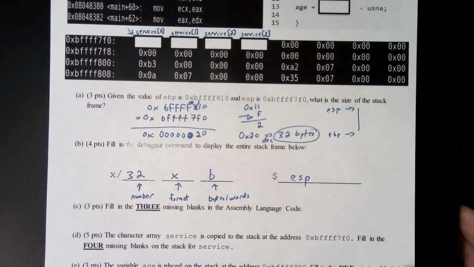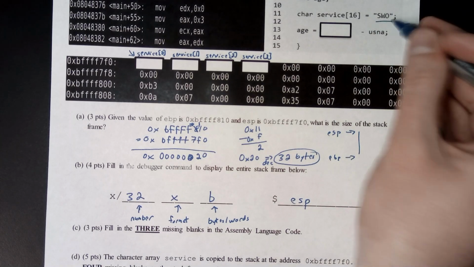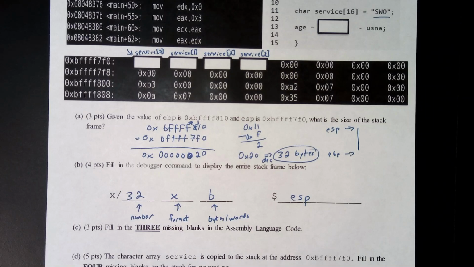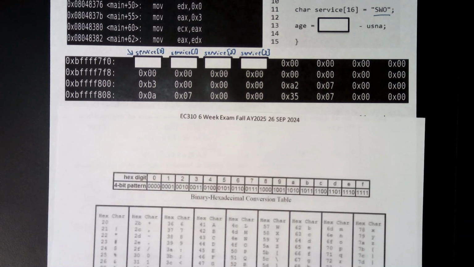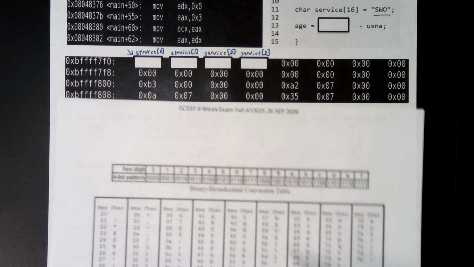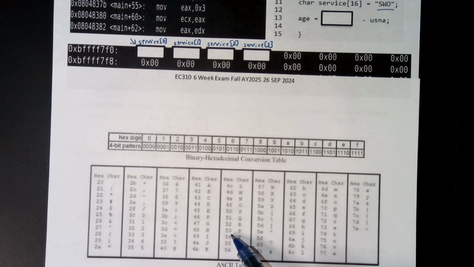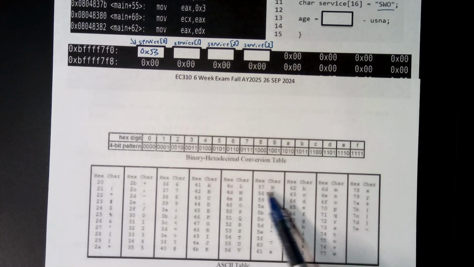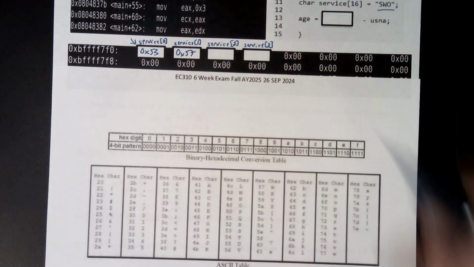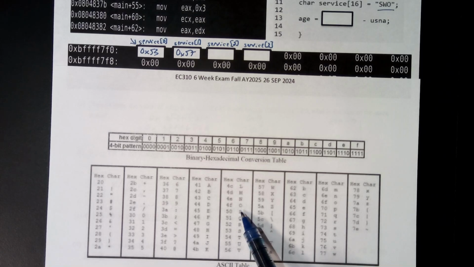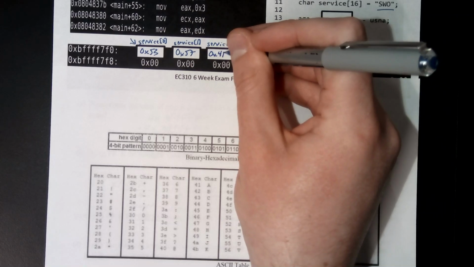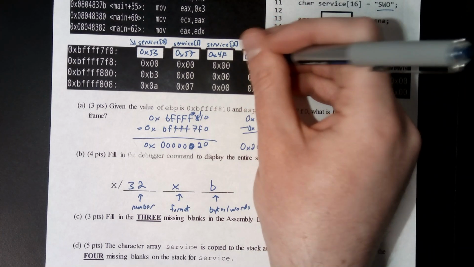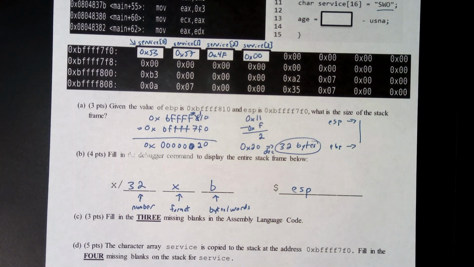So let's look at what service is. Up here it says SWO, S-W-O, all caps. And so we need to know the values of S, W, and O on the ASCII table. So I'm going to pull that up again. We've got capital S is 0x53 here. Capital W is up here, 0x57. And then capital O is right here, 0x4F. Okay, so those are our ASCII values. Now we're out of characters to put here, but we know that the end of a string is always a null. And so we have to add in that null for service at 3.